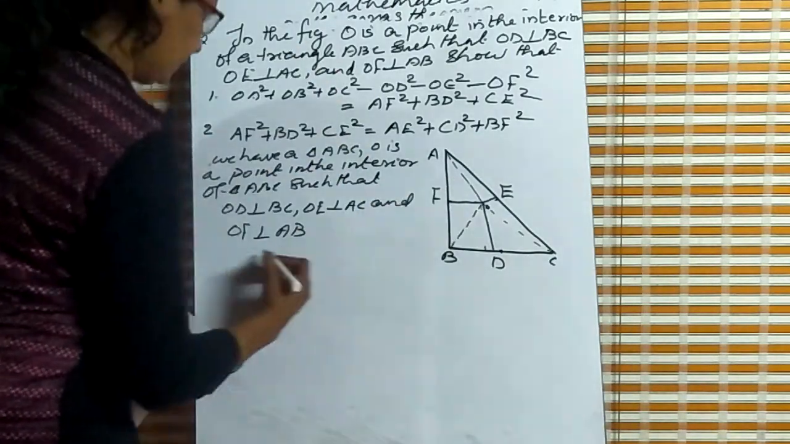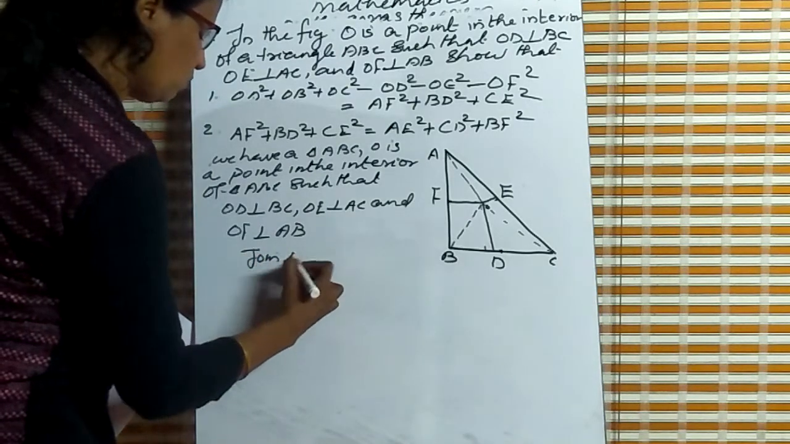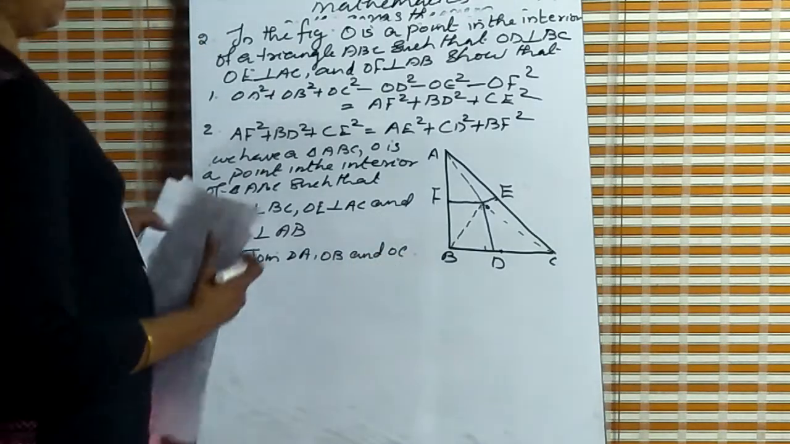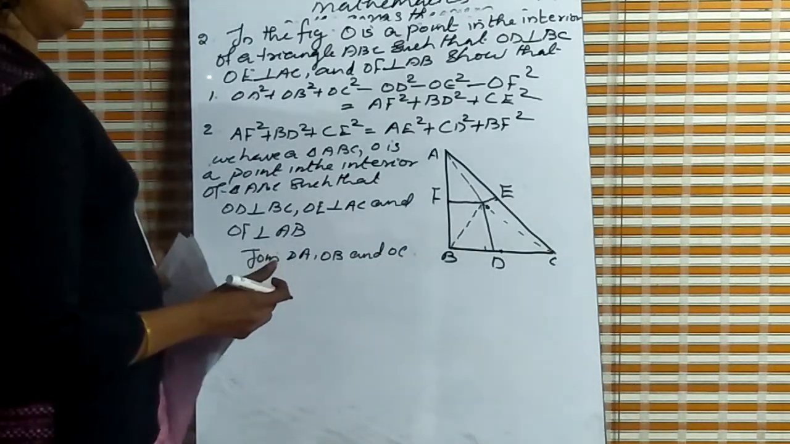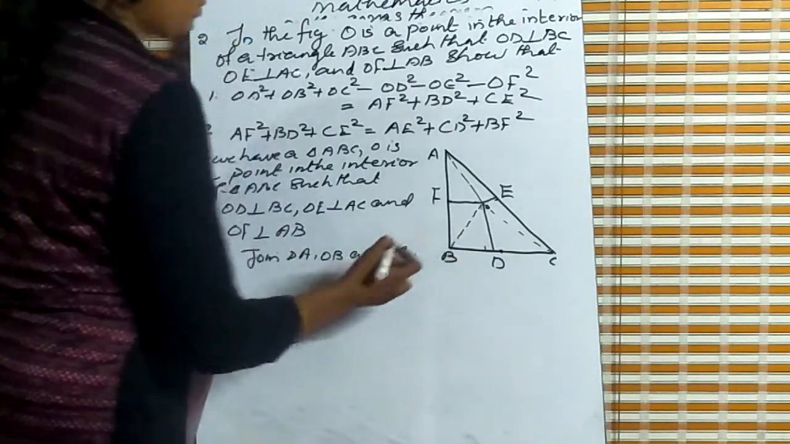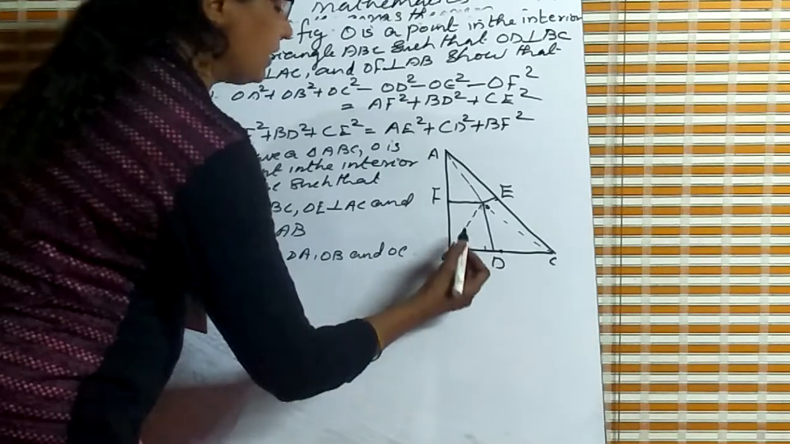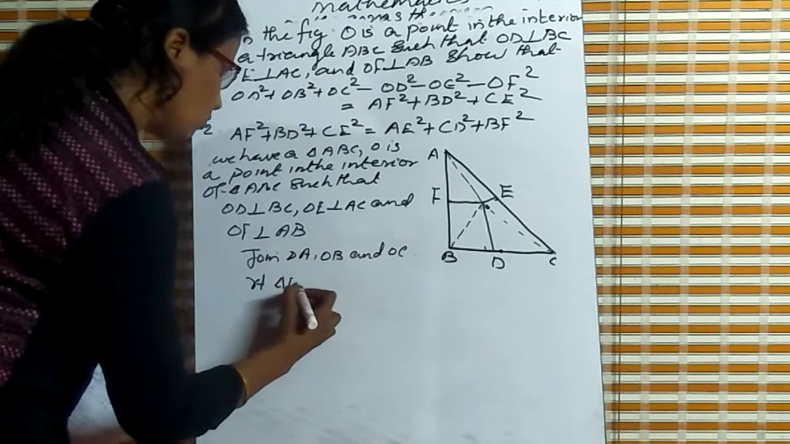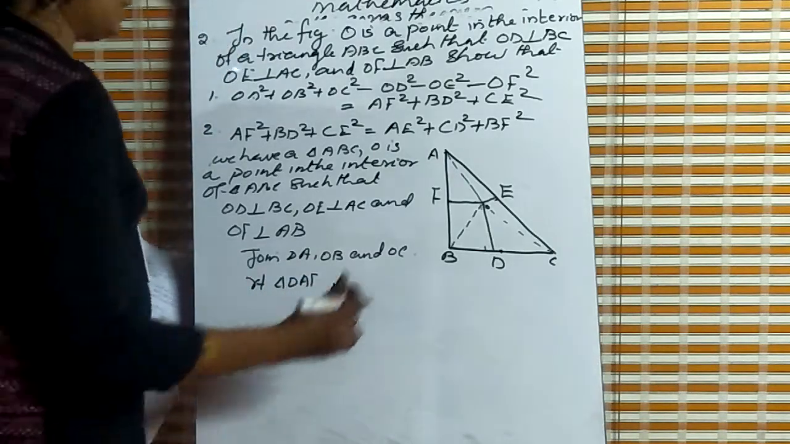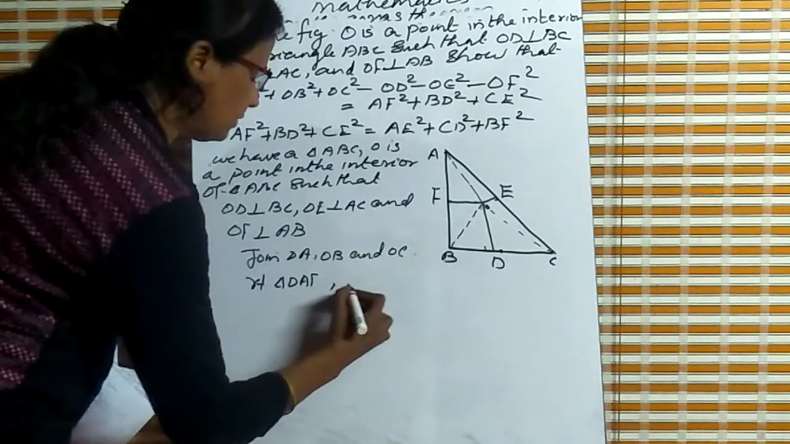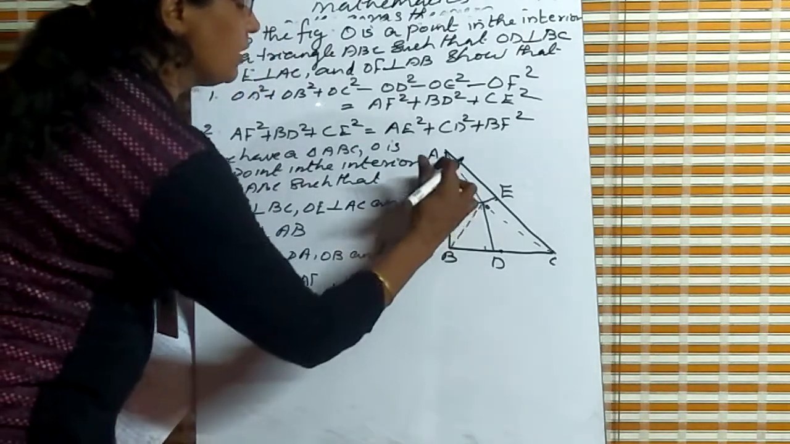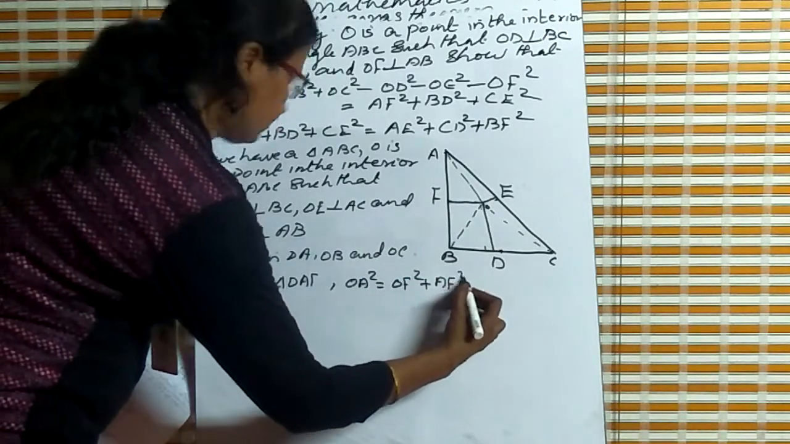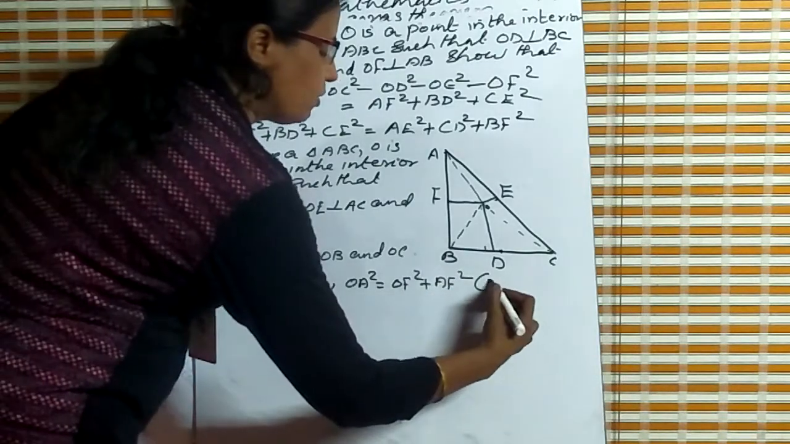To prove this, we join OA, OB and OC. Now, we take the triangles, first, right triangle OAF, in which OA is the hypotenuse. OA square is equal to OF square plus AF square by Pythagoras theorem.